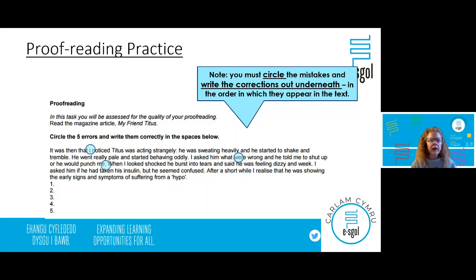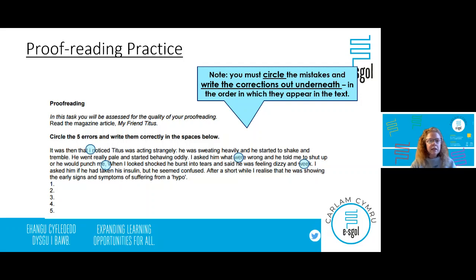So I asked him what was wrong, and he told me to shut up or he'd punch me. Okay, there's a comma there. That shouldn't be a comma. It's got a capital letter straight after it. I know it should be a full stop. When I looked shocked, he burst into tears and said he was feeling dizzy and weak. Okay, now that sounds right, but looking at that word weak, I know that's not spelt correctly, so I'm going to highlight that one as well.